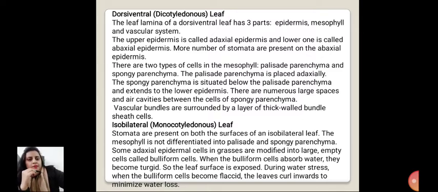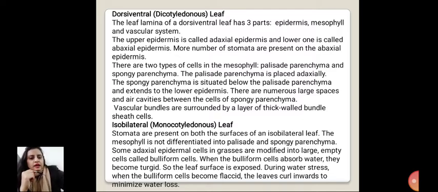There are two types of cells in the mesophyll, palisade parenchyma and spongy parenchyma. The palisade parenchyma is placed adaxially. The spongy parenchyma is situated below the palisade parenchyma and extends to the lower epidermis. There are numerous large spaces and air cavities between the cells of spongy parenchyma. Basically, the vascular bundles are surrounded by a layer of thick-walled bundle sheath cells.